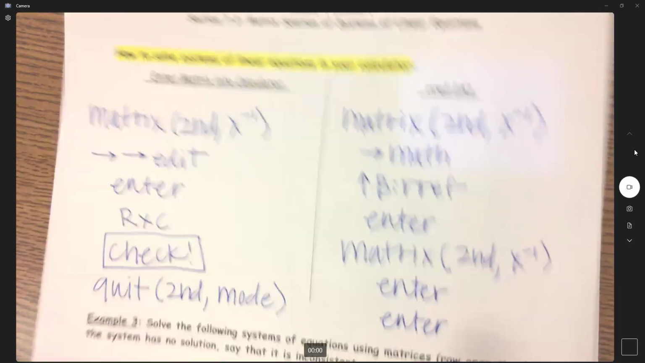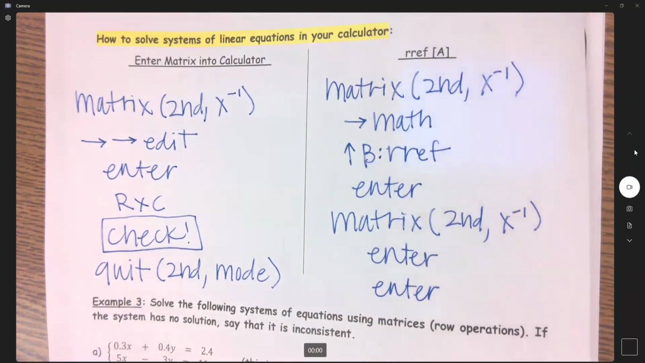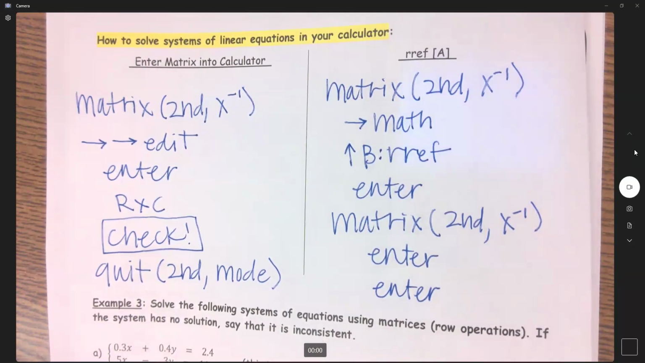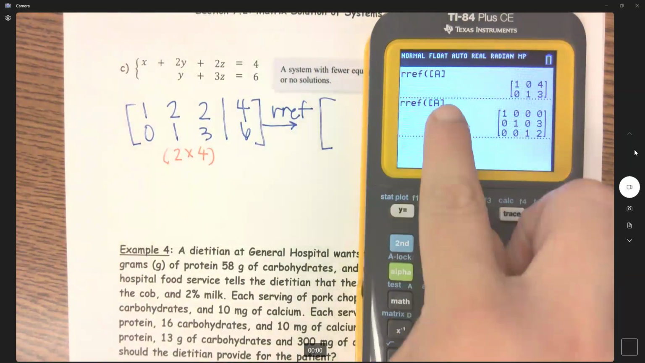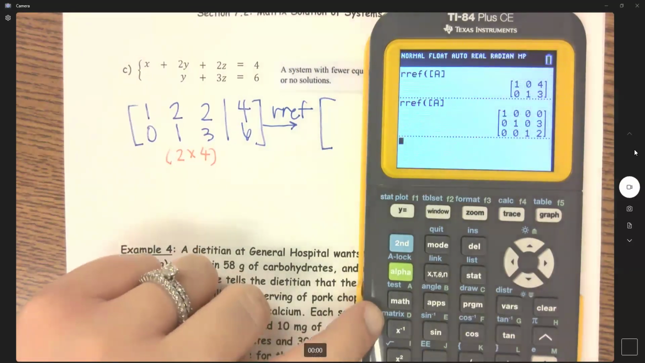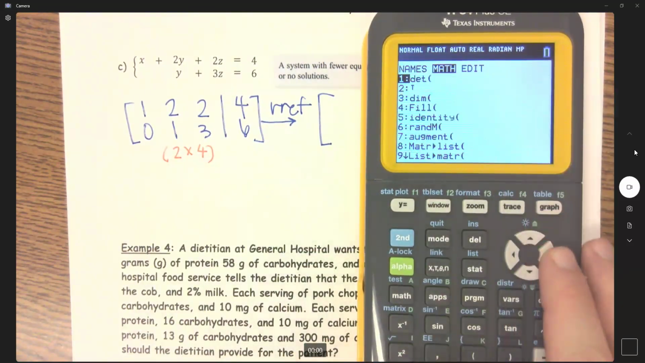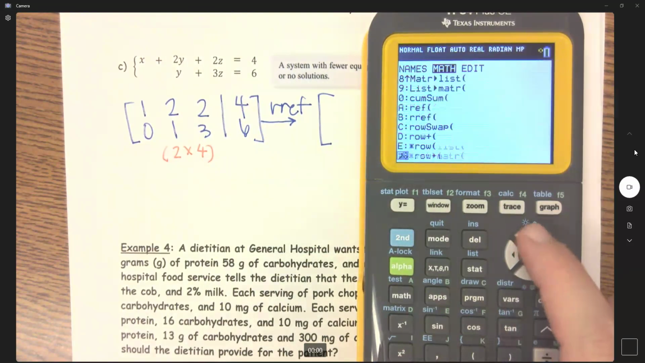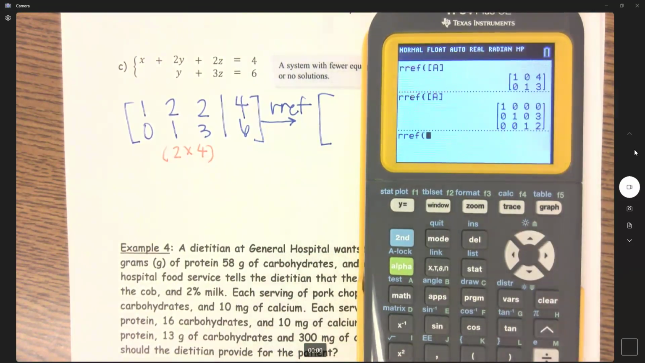Now, I want to make sure we understand how to do this. I'm going to go through these steps again, just so you can see it a second time around. After that, I'm just going to always arrow up and hit my matrix A again. But I want to show you these steps again, just in case you need them because you don't have that in your calculator. So what we have to do is go in here to matrix A. I'm going to go over here to math. You can arrow up or down. Up is quicker, and I want to go to option B, RREF, hit enter.